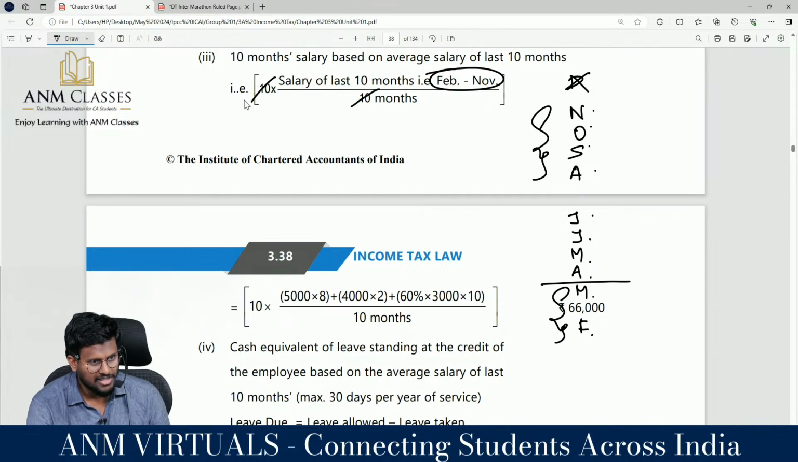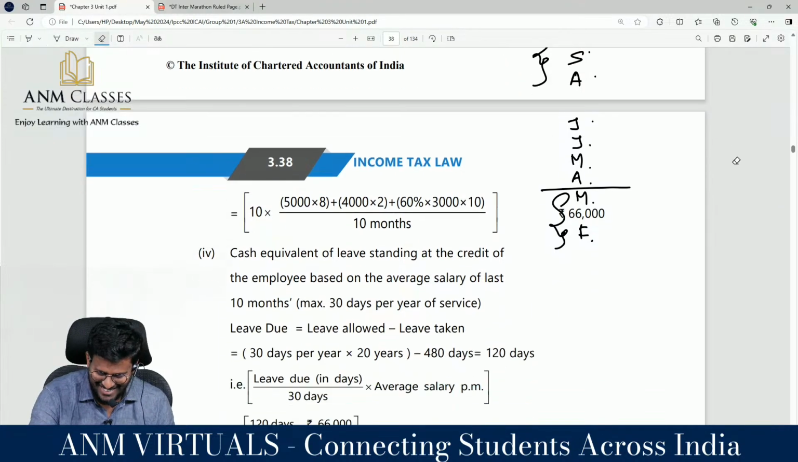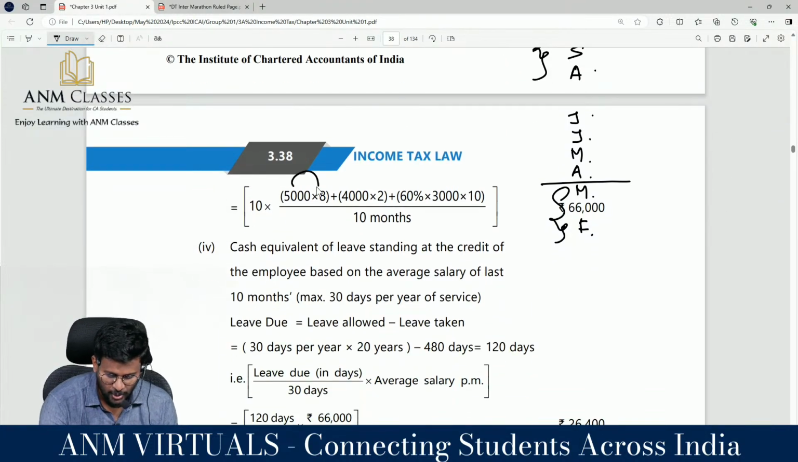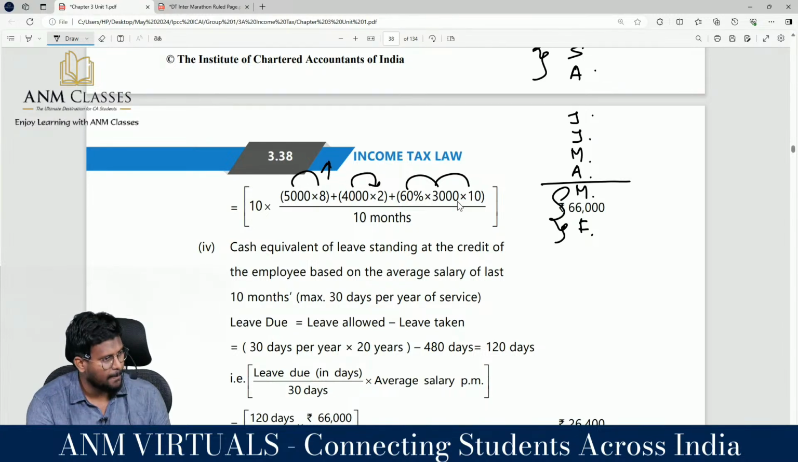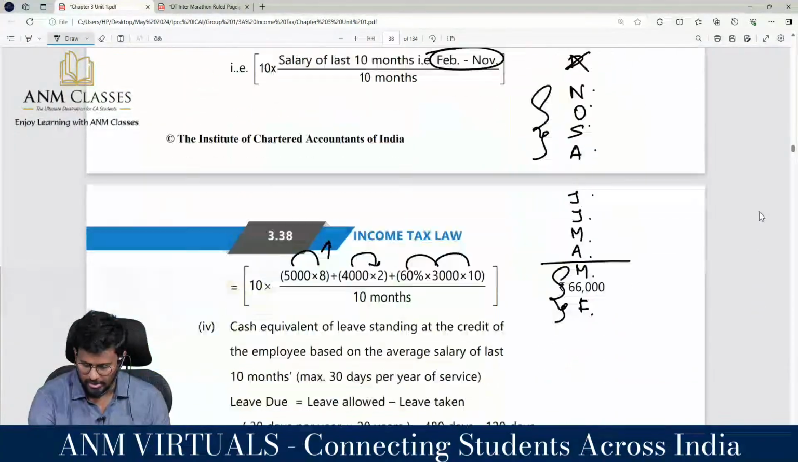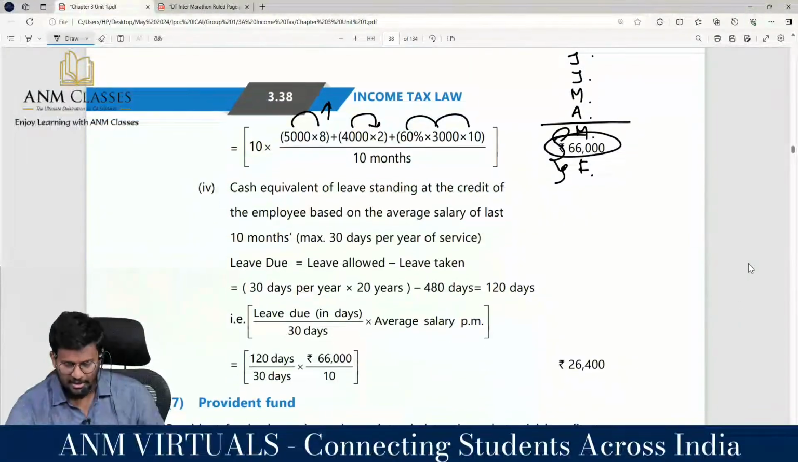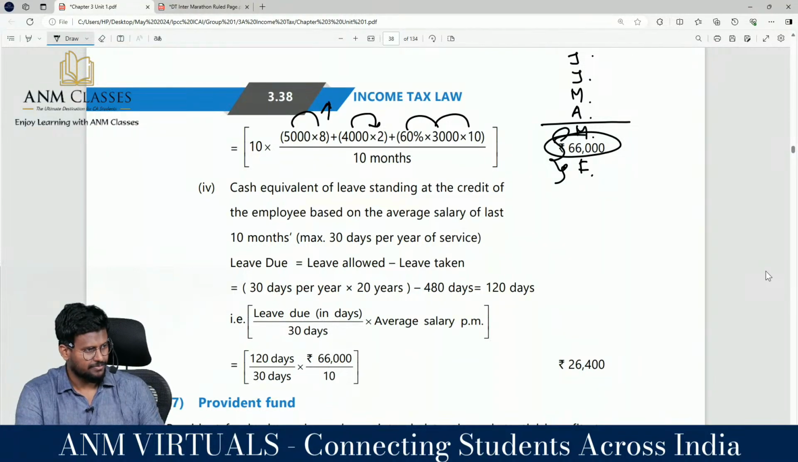Sir, you have to find out the average. 5,000 into 8 months, plus 4,000 into 60% of 3,000 for 10 months, because only the salary has the hike. Hike into 10, divided by 10.